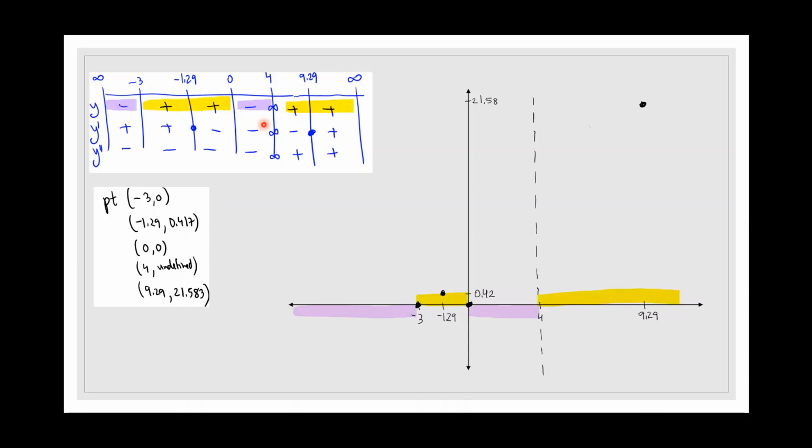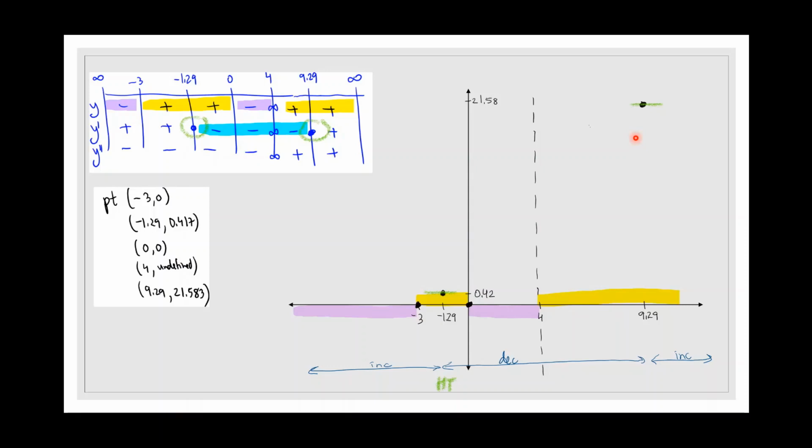So start with the y values. We have positive values, so above the x-axis in these regions and below the x-axis in the other regions. Then we have negative slope or decreasing graph from this point all the way to 9.29. That means it's going to be increasing on the other side. Then we have zero slope at these two values, so we have flat slope or horizontal tangent here and here.